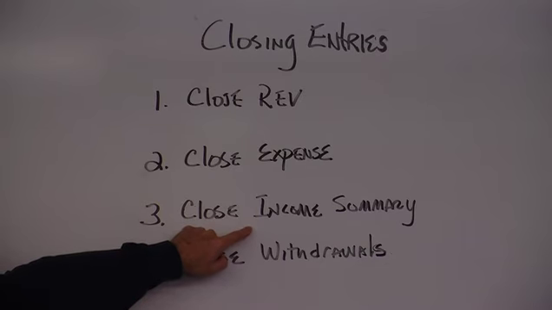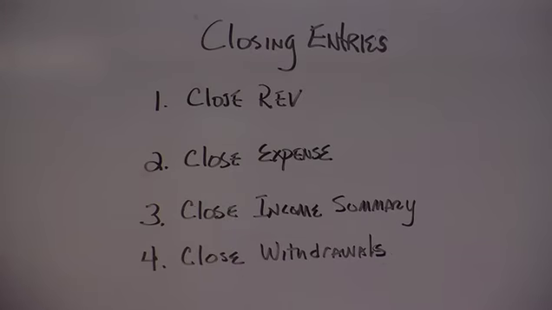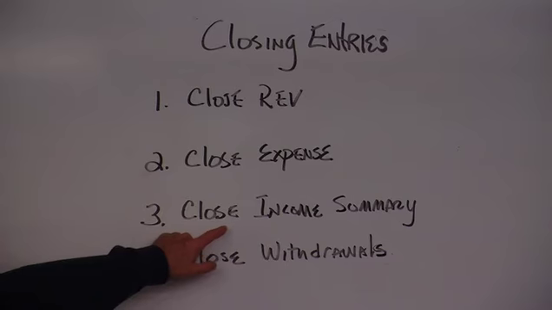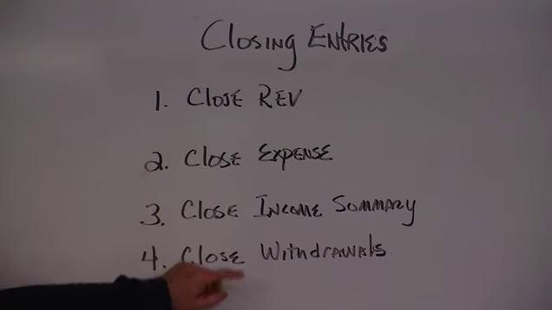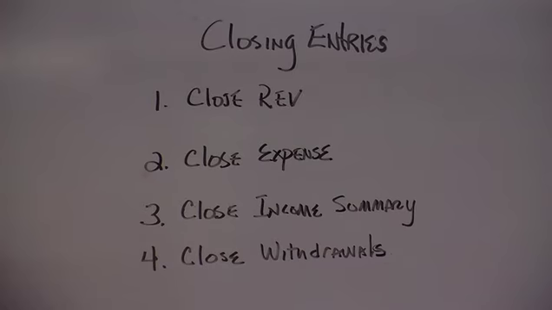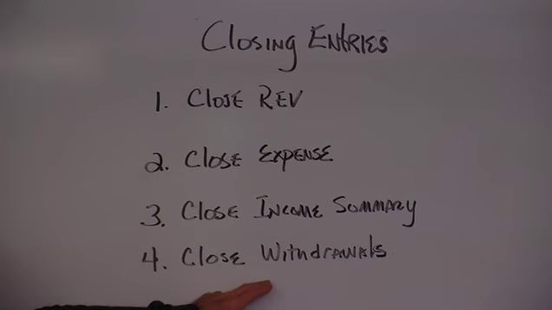So it has a balance. And the balance in income summary is the difference between revenues and expenses. So that's net income. What do we do with that net income? We close it out to the capital account. And the last account that we're going to close out is the withdrawals account. Now, withdrawals have a debit balance. So to close it out, we credit the withdrawals and we debit the capital account.